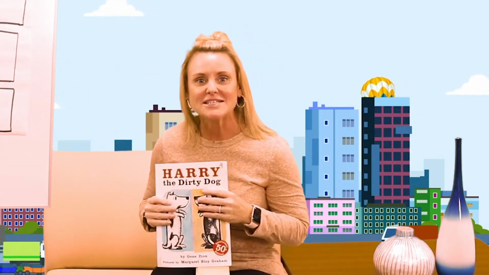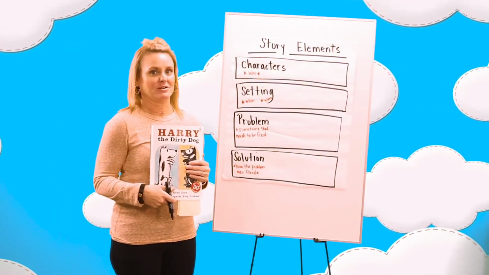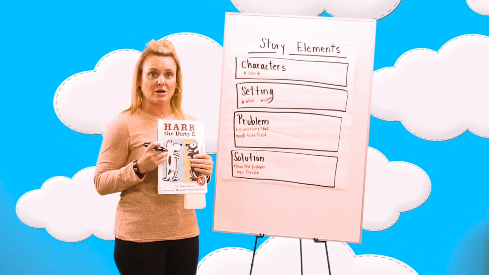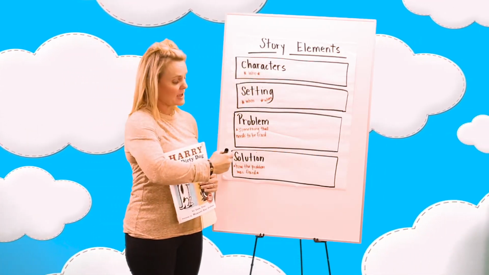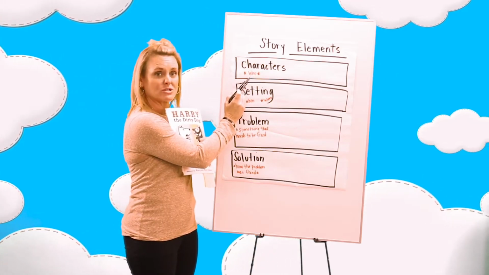All right, so let's take a minute to think about our story elements in our story. We just finished a great book about Harry the Dirty Dog. And now we're going to talk about story elements with our book, Harry the Dirty Dog. So remember our chart, story elements are all of the things that make up our story. Our characters are who are in the story.